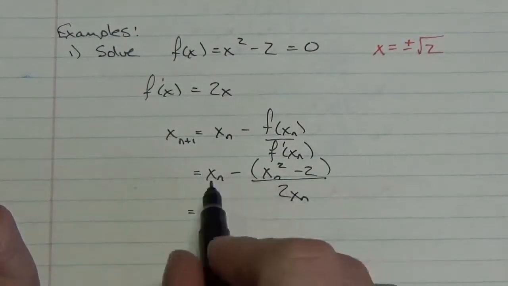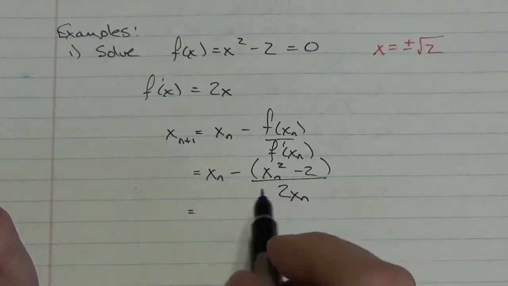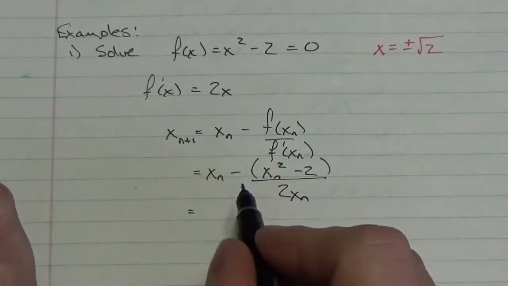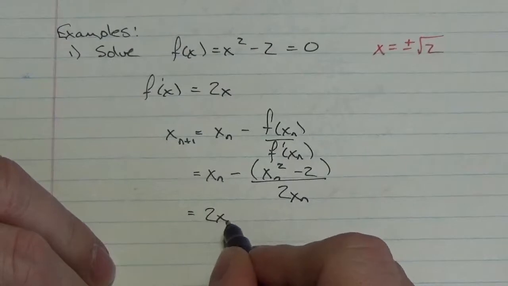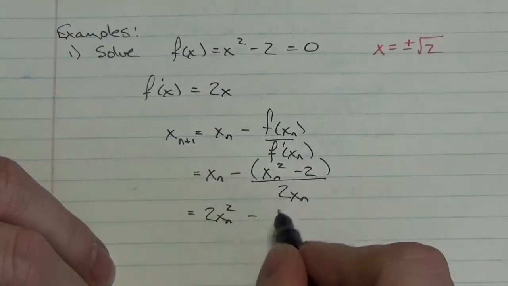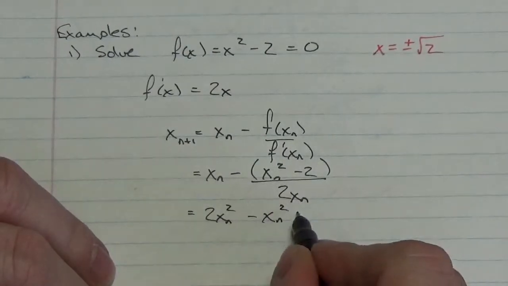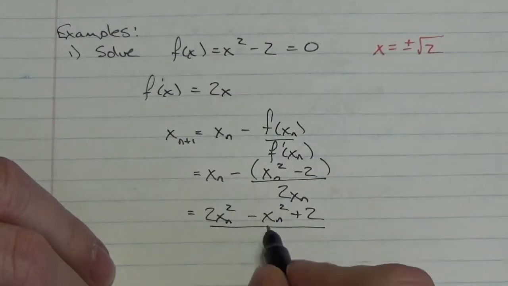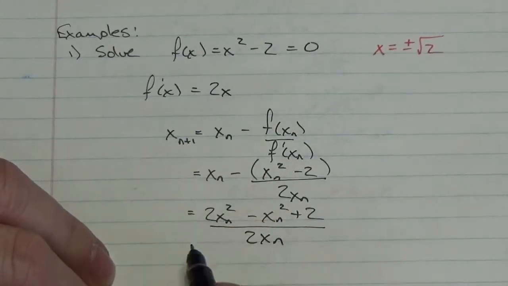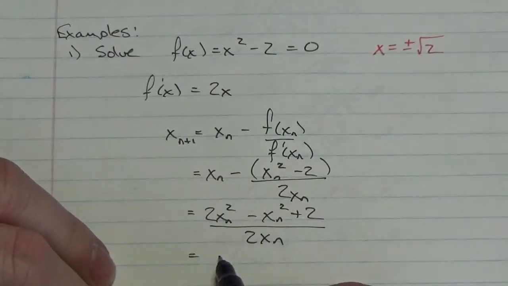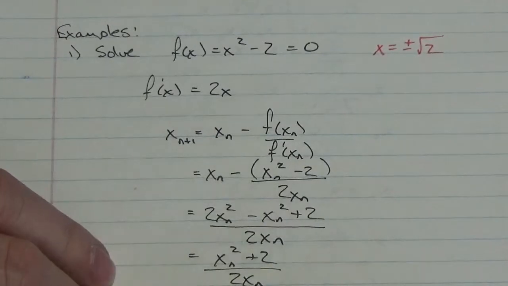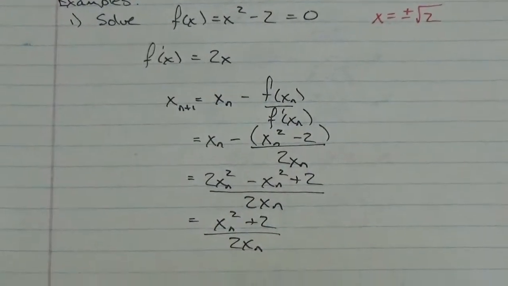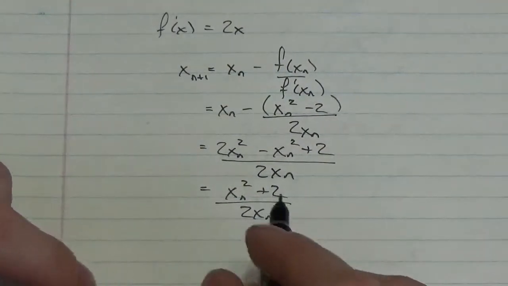I'm going to get a common denominator here of 2xn. So that's going to be 2xn squared minus xn squared plus 2, all over 2xn. And so what have I got here? I'm going to have x sub n squared plus 2 over 2 x sub n. Whoops, just off the screen there. There you go. And so there's my expression.